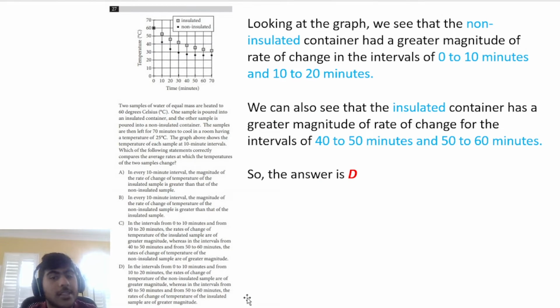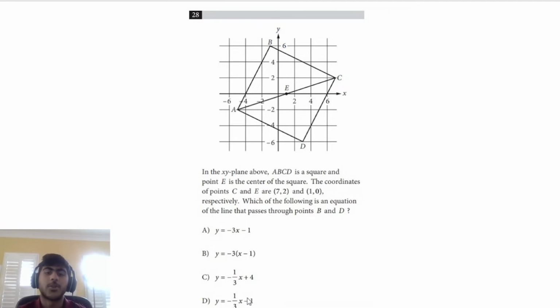Well, we can see that the non-insulated container has a greater magnitude of rate of change, right? So technically it has a lesser slope because it's a more negative slope, but the magnitude, the absolute slope, is greater from 0 to 10 minutes and 10 to 20 minutes. And then from 20 to 30 and 30 to 40 minutes, it looks about the same, but from 40 minutes to 50 minutes and 50 minutes to 60 minutes, the insulated container has a greater absolute slope. So we can match this up, and we find that answer choice D matches this description, so the answer is D.